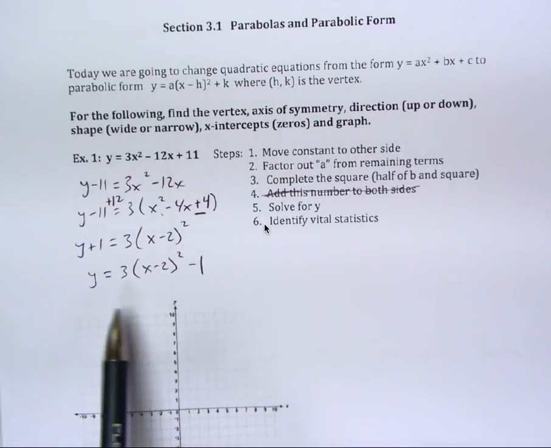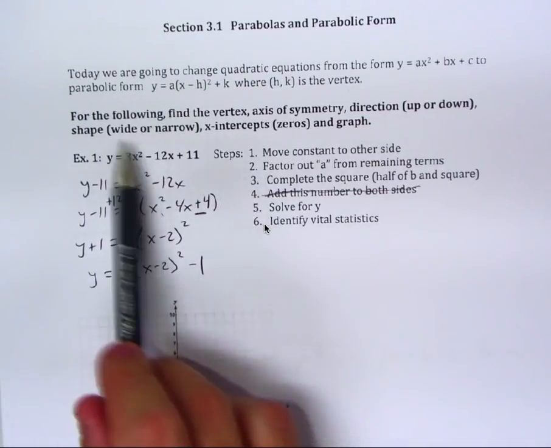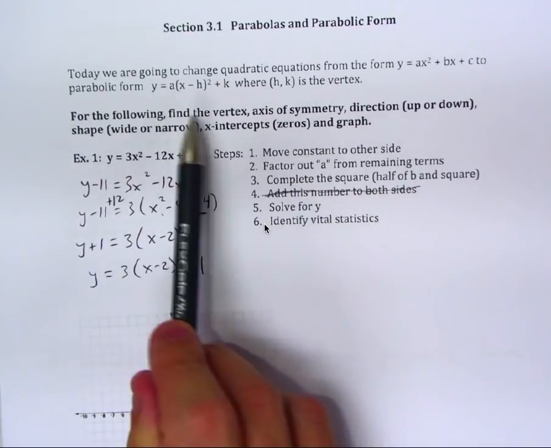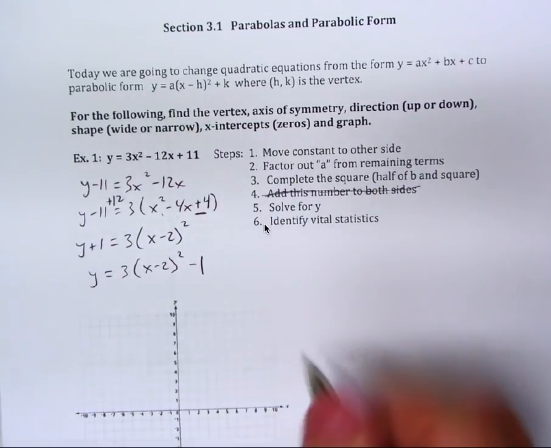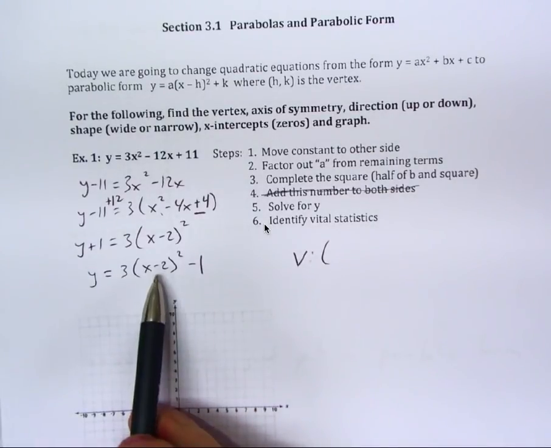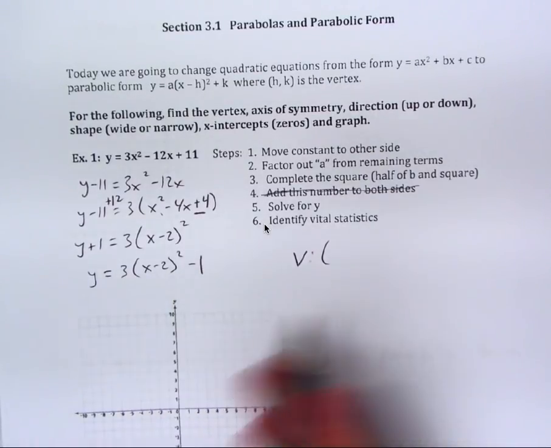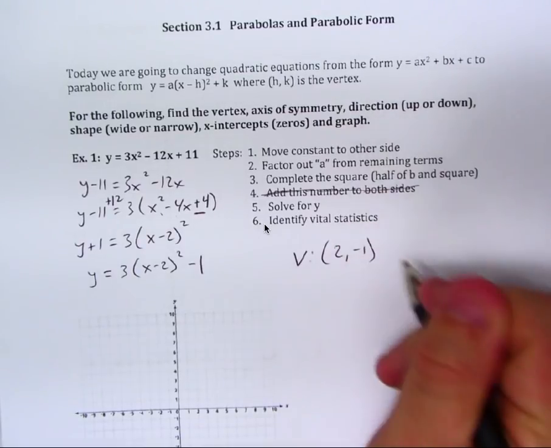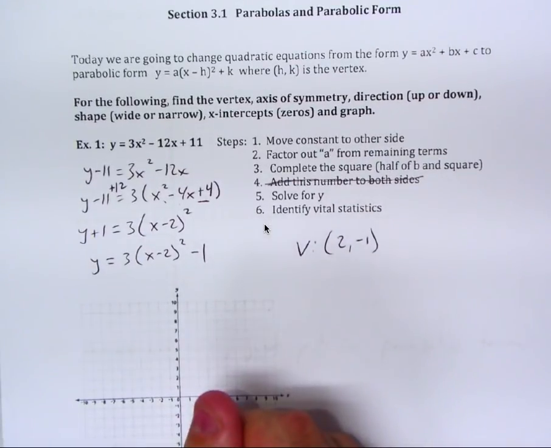So now from this, we can identify all the information we need up here. It says find the vertex. Well, the vertex is the opposite of the number in the parentheses, so 2, and then -1. So we can plot our vertex at (2, -1) on the coordinate plane.